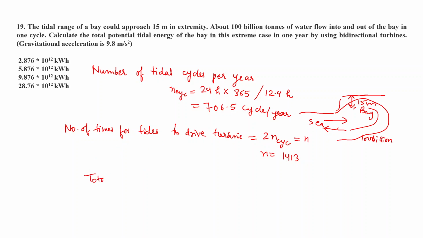The total tidal energy we will be calculating is the number of times the turbine is rotated into the potential energy by 2. Why is this divided by 2? Because this head is not constant all the time. At high tide it becomes maximum, 15 meters. Then after that high tide, it starts to decrease, then comes to 0. So it is constantly changing. Therefore, we are taking the average, so height is taken as h by 2.